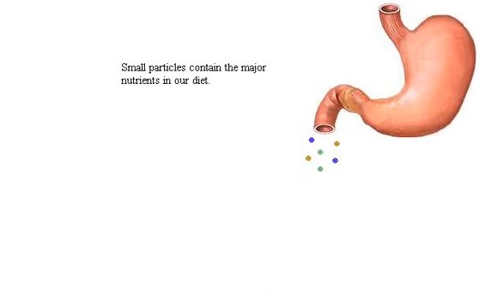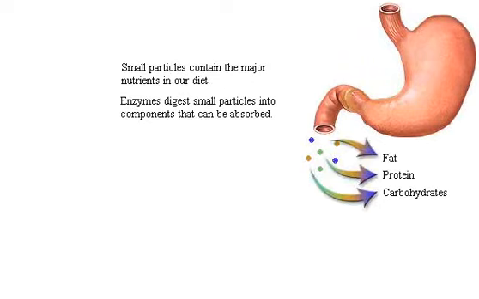Small particles contain the major nutrients in our diet: carbohydrates, protein, and fat. Enzymes digest small particles into components that can be absorbed. In this topic, we will study the enzymes that digest each of these major nutrients. Click carbohydrates to study their digestion.